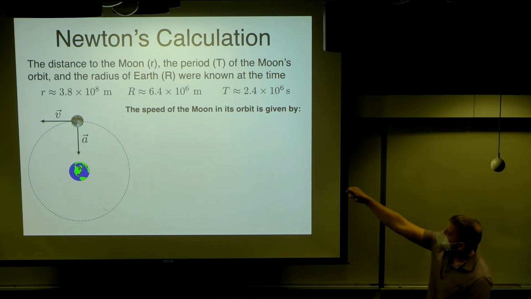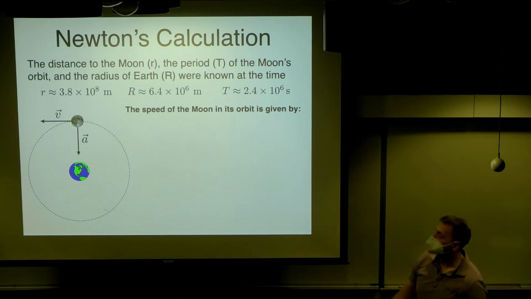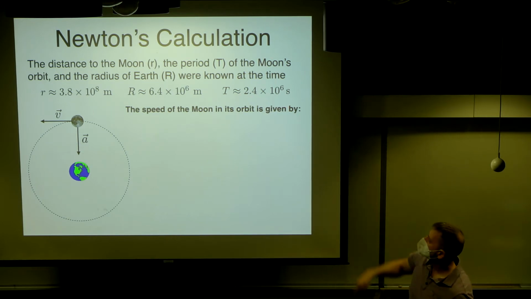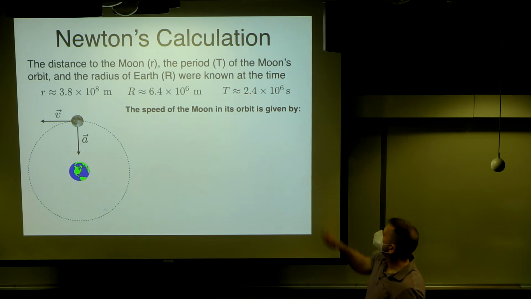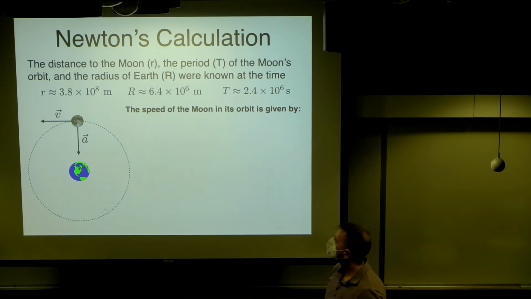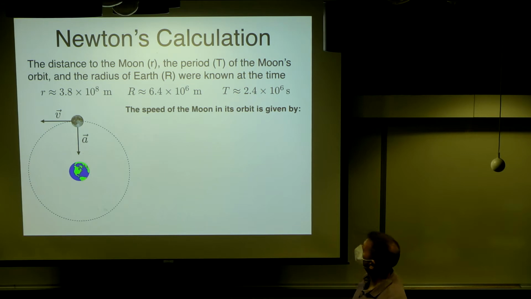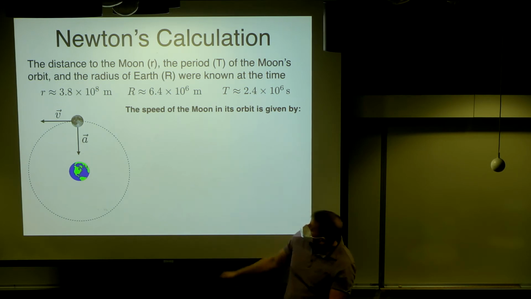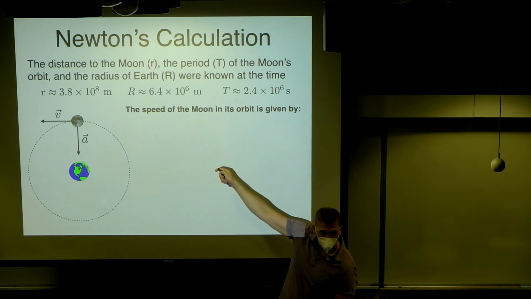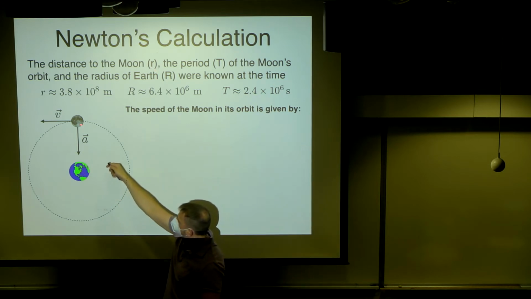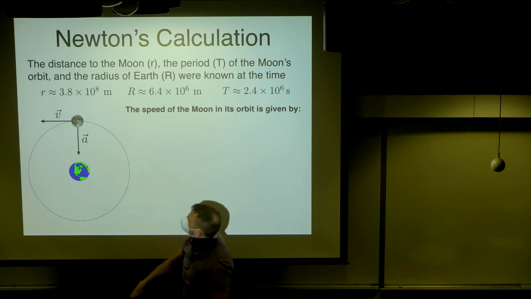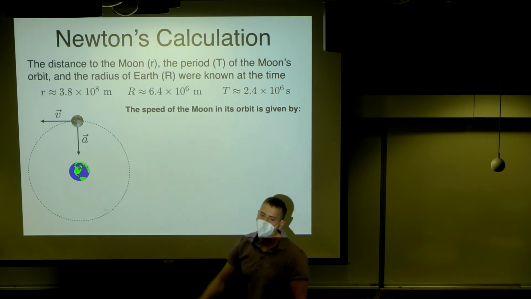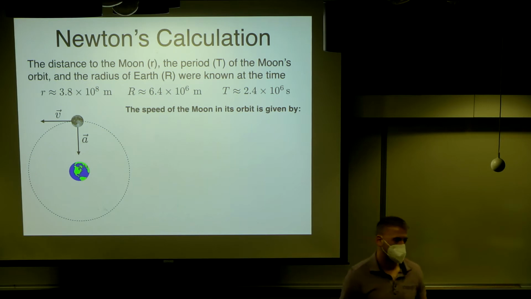I'm going to give that to you in seconds, just because we want to be in SI units. But again, this is about a month right here. The period of the moon's orbit is 2.4 × 10^6 seconds. Okay, another thing that was known at the time was the distance to the moon, okay? I'm going to call the distance between the Earth and the moon little r, okay? So if the Earth's here and the moon is here, that distance is 3.8 × 10^8 meters. Again, this is a number that was measured already and known at the time, okay?